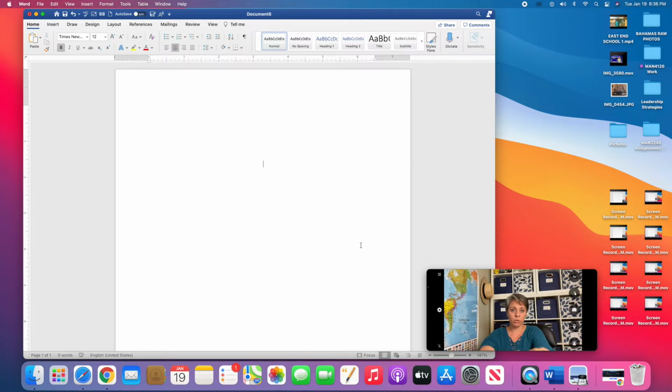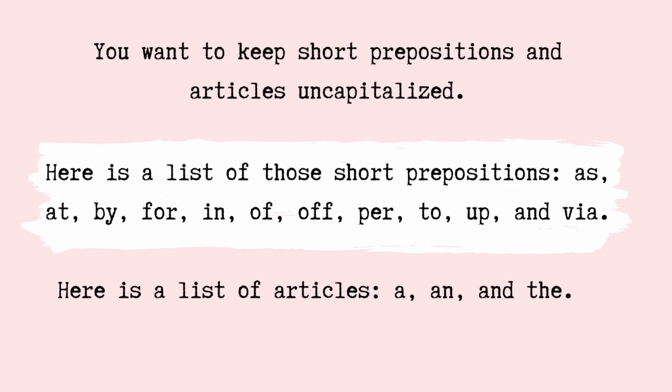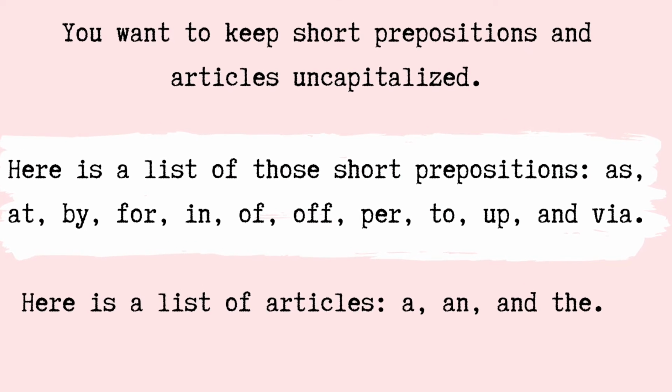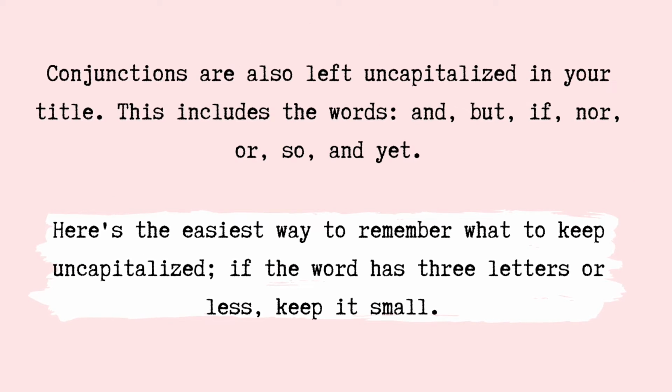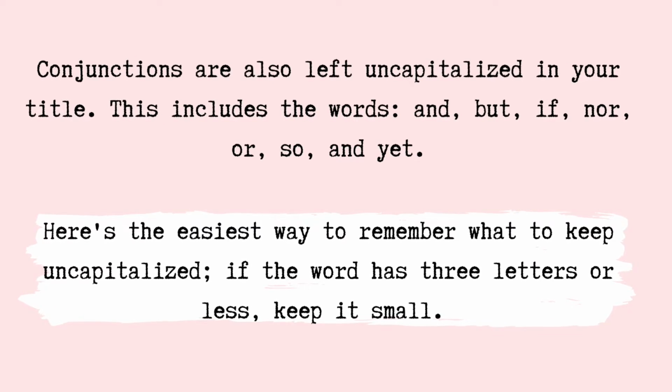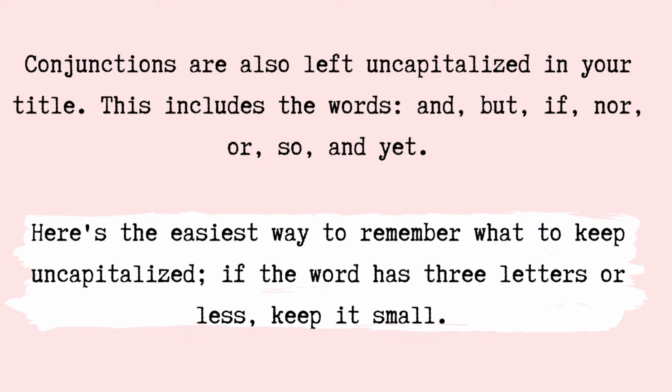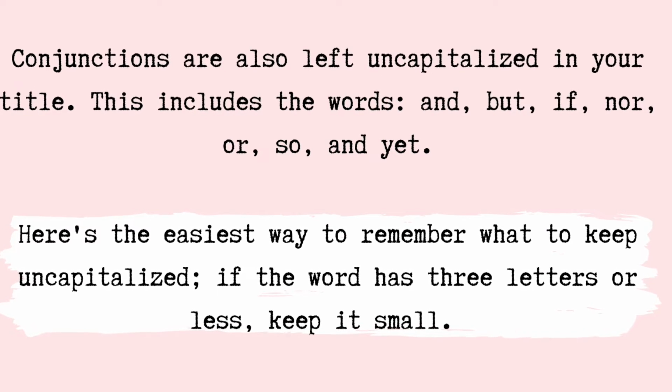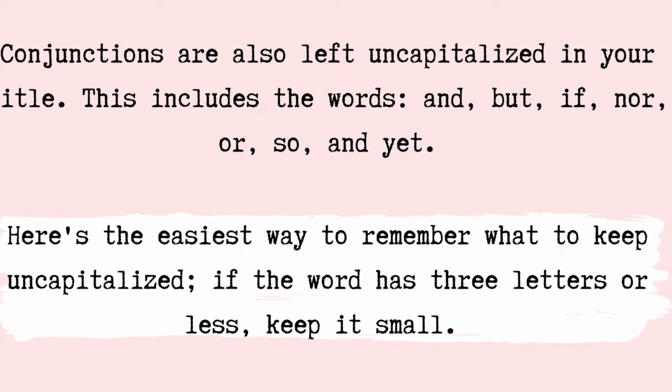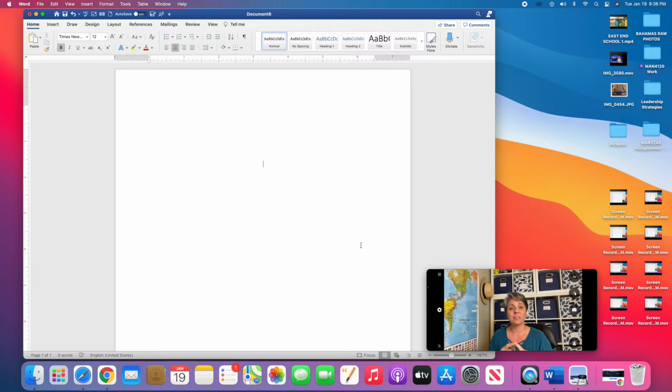Now, the title of your paper, again, centered in all bold, and it's going to be title case, which is basically saying that the first letter of every word is going to be capitalized, except for prepositions. You want to keep short prepositions and articles uncapitalized. Pause for some examples. Conjunctions are also left uncapitalized in your title. This includes the words and, but, if, nor, or, so, and yet. Here's the easiest way to remember what to keep uncapitalized. If the word has 3 letters or less, keep it small. Now, the only time a preposition is capitalized in a title is if it's the very first word of the title. The same rule applies for conjunctions and articles.